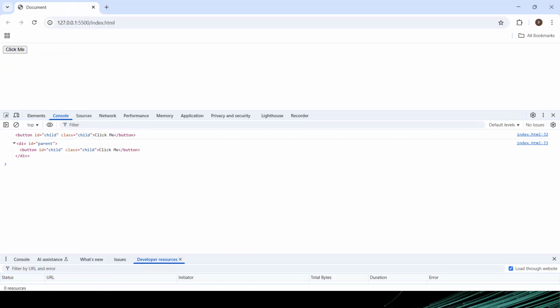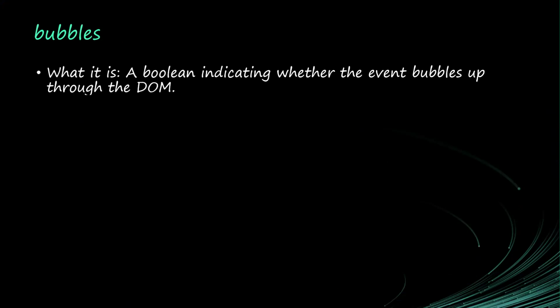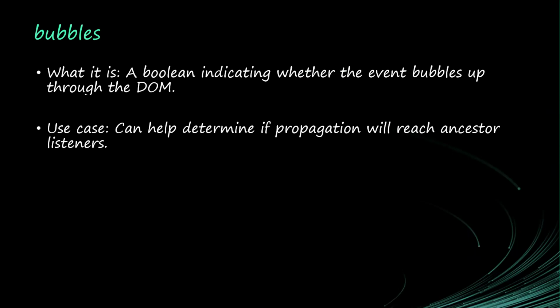We also have bubbles. Bubbles is a Boolean value. It indicates whether the event will bubble up through the DOM or not. So if you change this value to false, that means the event will no longer bubble. You understand what we mean by bubble. It can help you to determine if propagation will reach ancestor listeners.